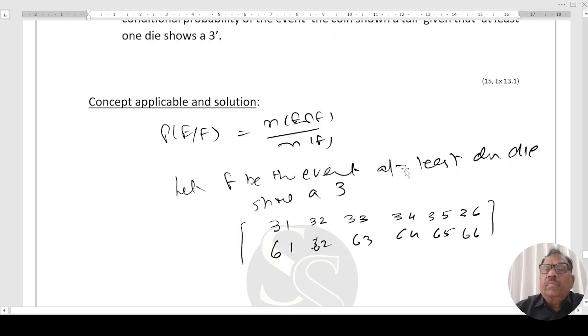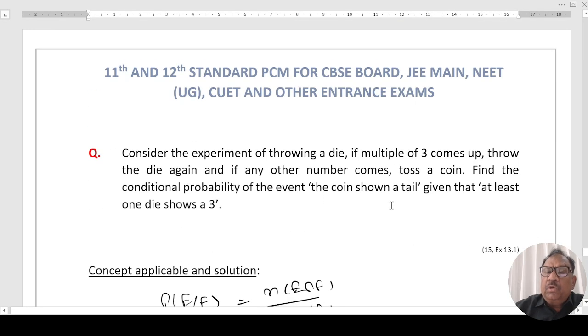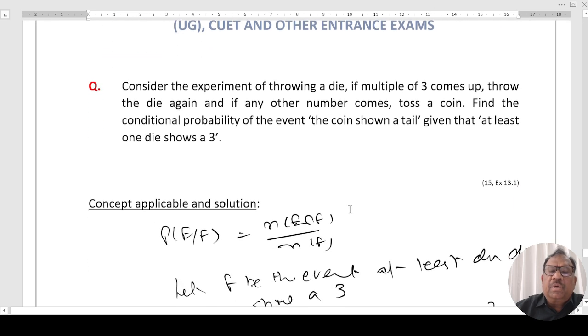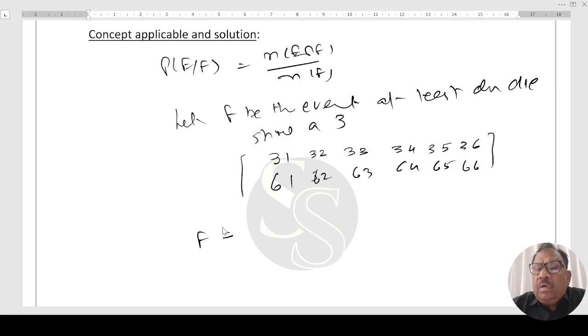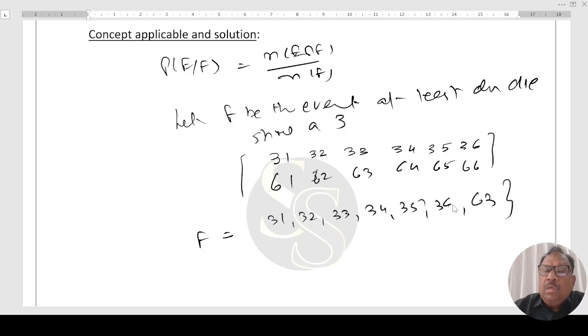If the coin shows a tail, at least one die shows a 3. So F will come out to be: at least one 3. So this will be 3 1, 3 2, 3 3, 3 4, 3 5, 3 6 and 6 3. This will be F, and n(F) comes out to be 7.